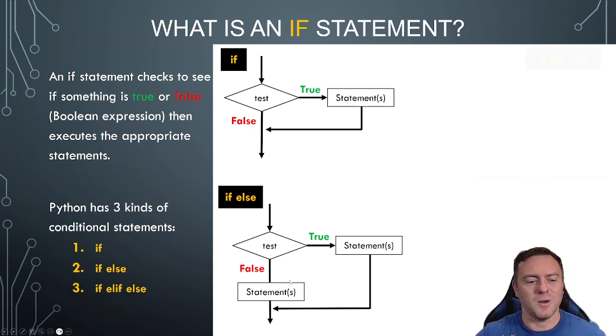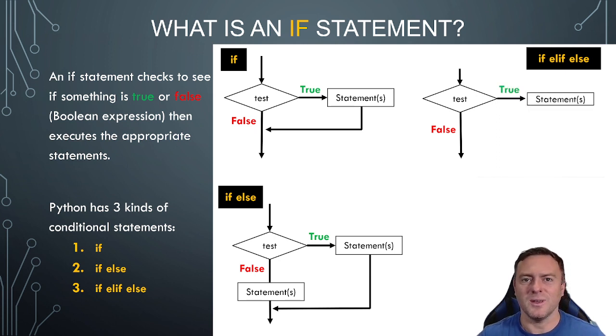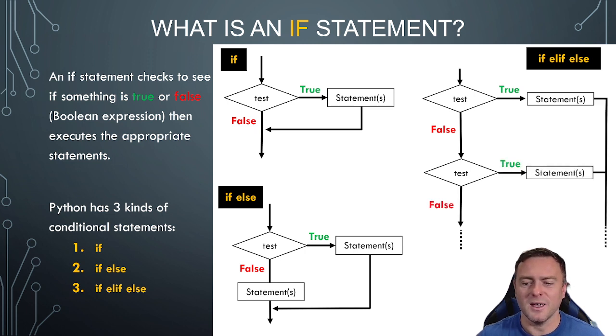Then if it's true, you follow these statements, but then see how they bypass these bottom statements. And then the last one I like to call the interrogation. So if this is true, go this way. If it's false, go this way. If it's false, check this new statement, and then keep going until you get towards the end. So you can have multiple if statements that check these different values.